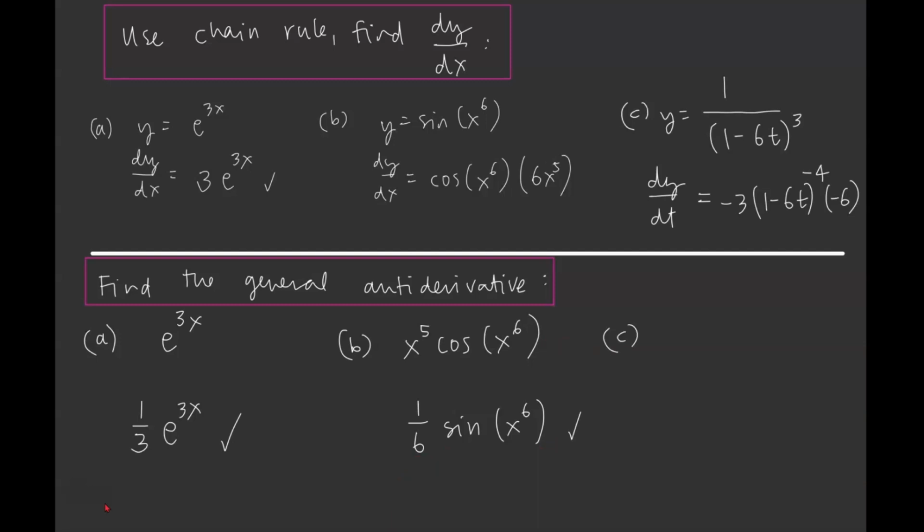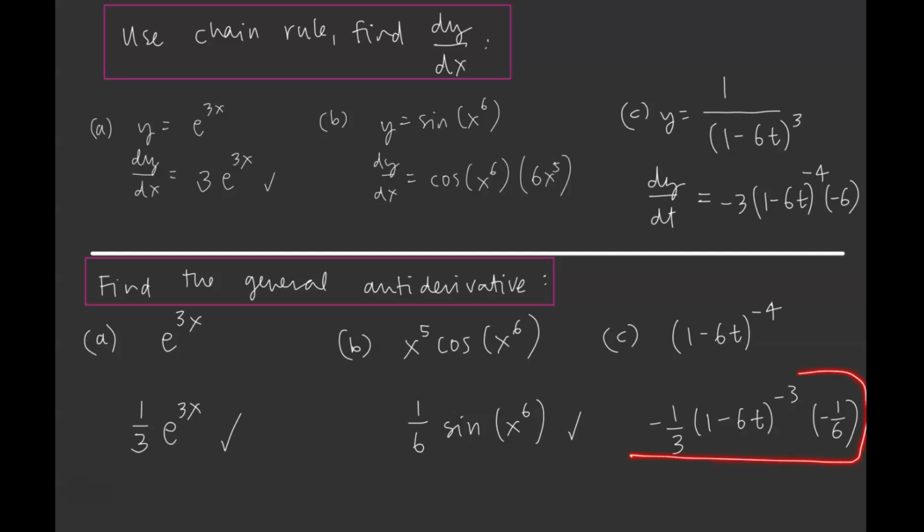Okay, last one. Let's try to find the antiderivative of 1 minus 6t to the negative 4. All right, so the antiderivative is going to need to be 1 power greater of this same thing, 1 minus 6t to the negative third, but I'm probably going to need a negative 1/3 out here. And honestly, I'm going to need a negative 1/6 to compensate for when I take the derivative of this, I'll end up with a negative 6.